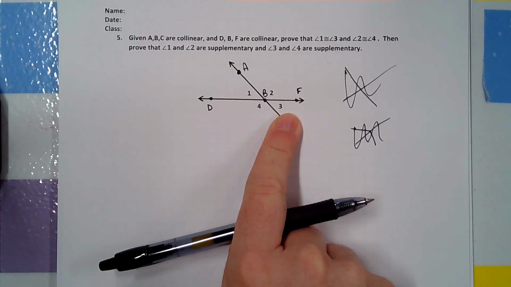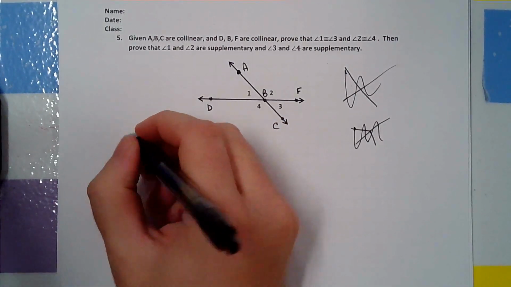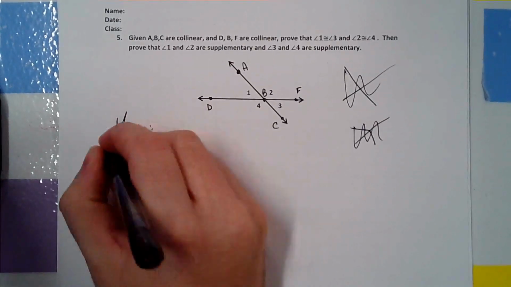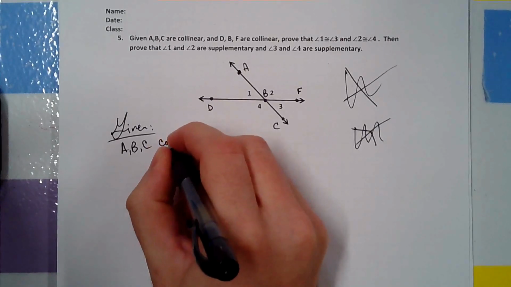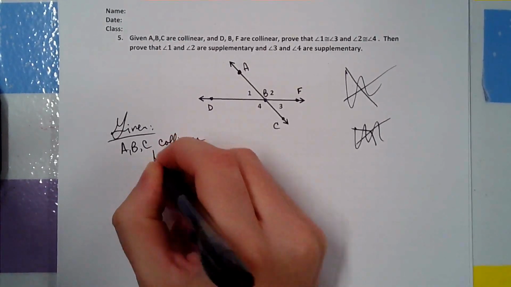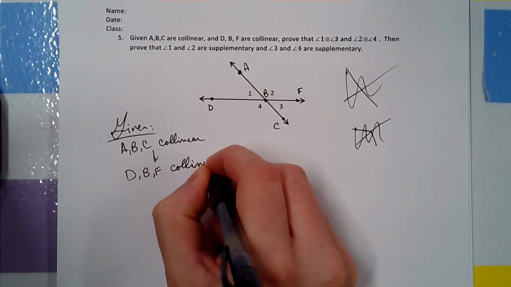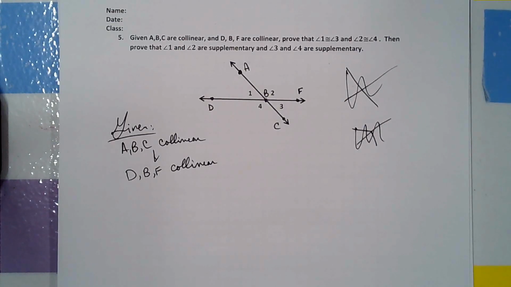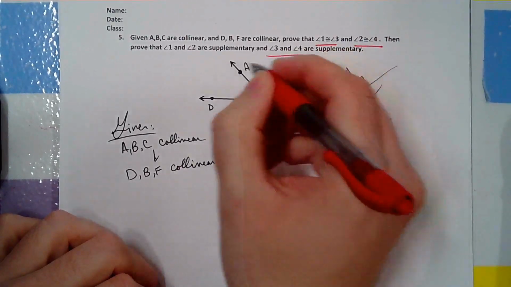Is that cool? It seems kind of silly, and at some point we'll just be trusting our diagrams that, look, it looks like a line, so it's a line. But right now we've got to prove it. So what we're going to do is we're going to say, given ABC collinear, and DBF collinear. We have a lot to prove here, but it actually works out kind of nicely. A couple things to prove: that, and that.